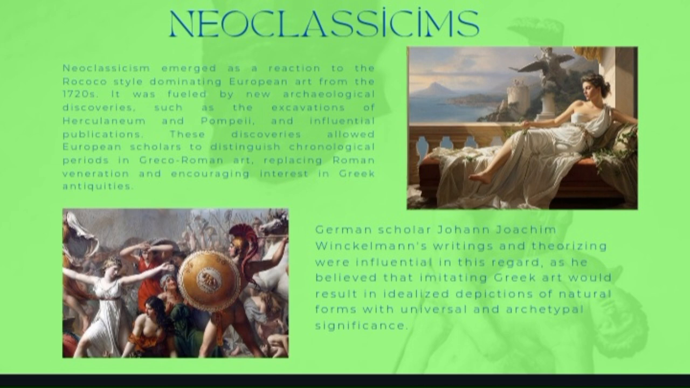These discoveries allowed European scholars to distinguish chronological periods in Greco-Roman art, replacing Roman generalization and encouraging interest in Greek. German scholar Johann Joachim Winckelmann's writings and theorizing were influential in this regard, as he believed that imitating Greek art would result in and idealize the depiction of natural forms with universal and archetypal significance.